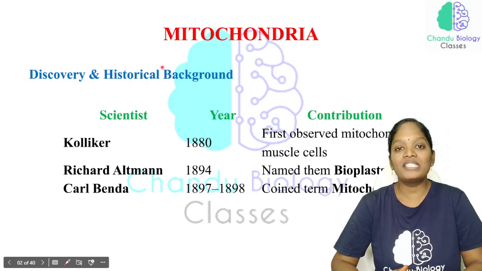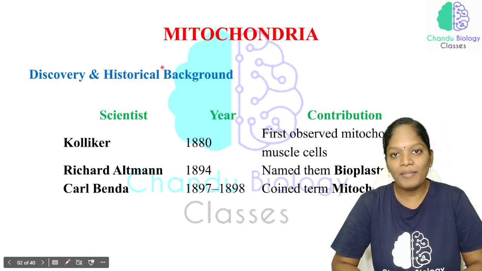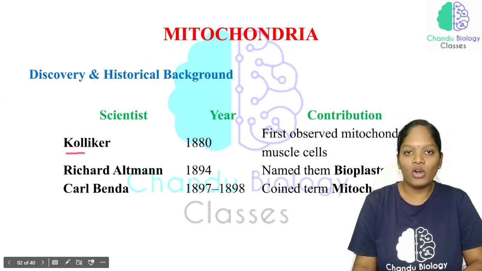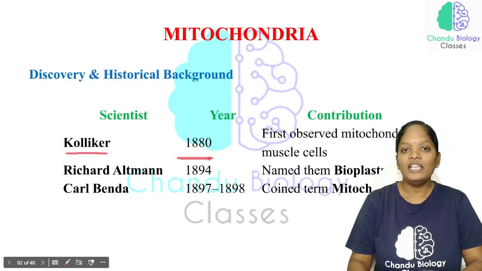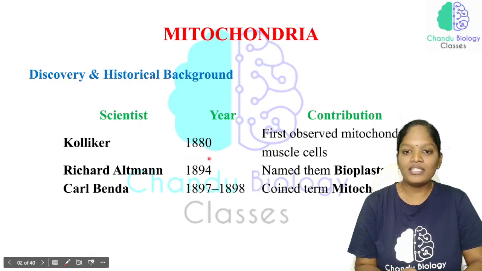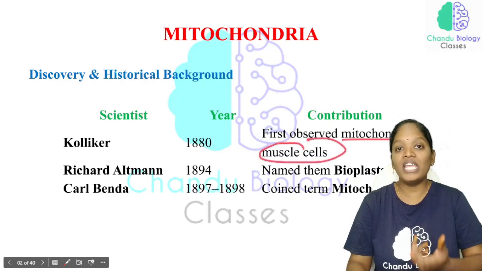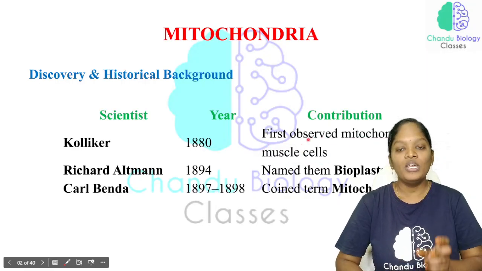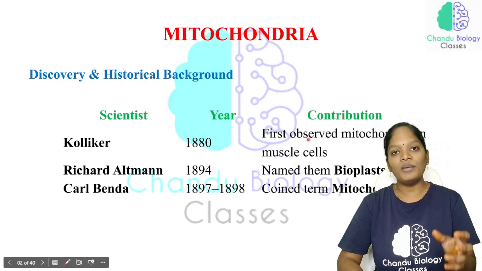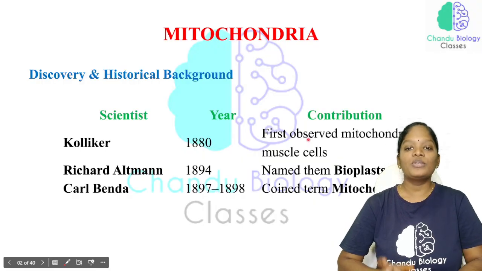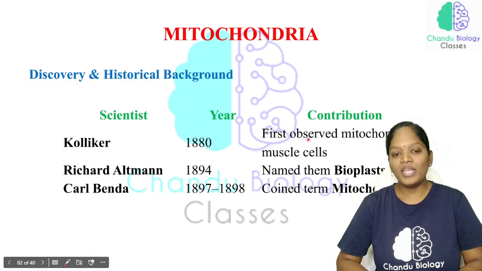Okay, who are the scientists who identified and gave information about the mitochondria? In that case, the first scientist is Kolliker, in 1880. He observed the mitochondria in muscle cells. We can expect a question like this: in which type of cells was mitochondria first observed? That will be the muscle cells, and that was done by Kolliker in 1880, right?